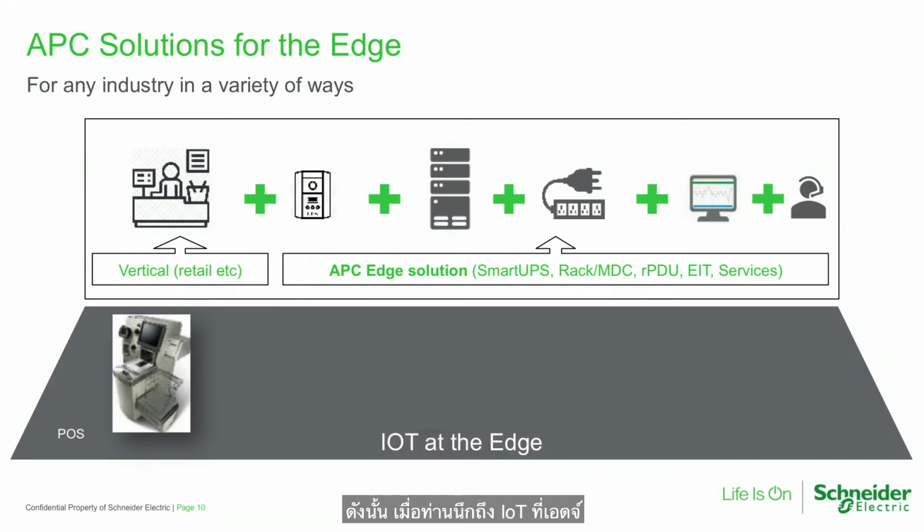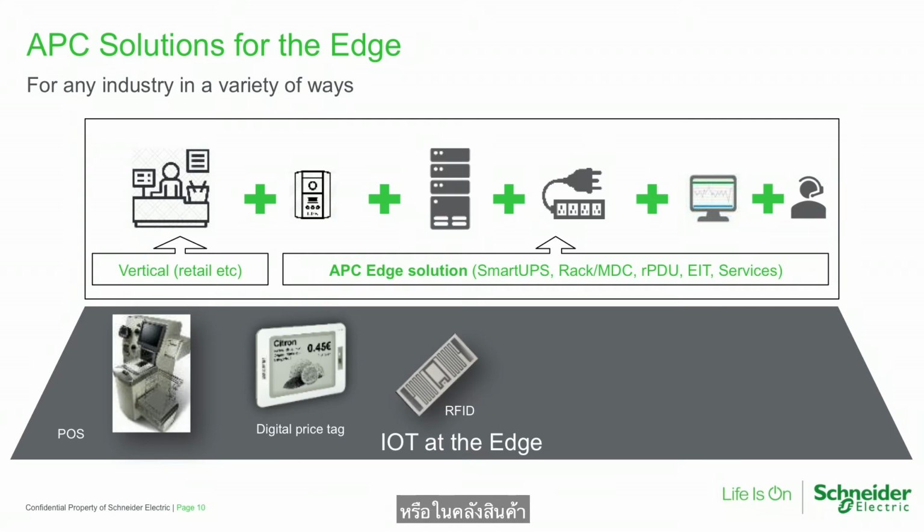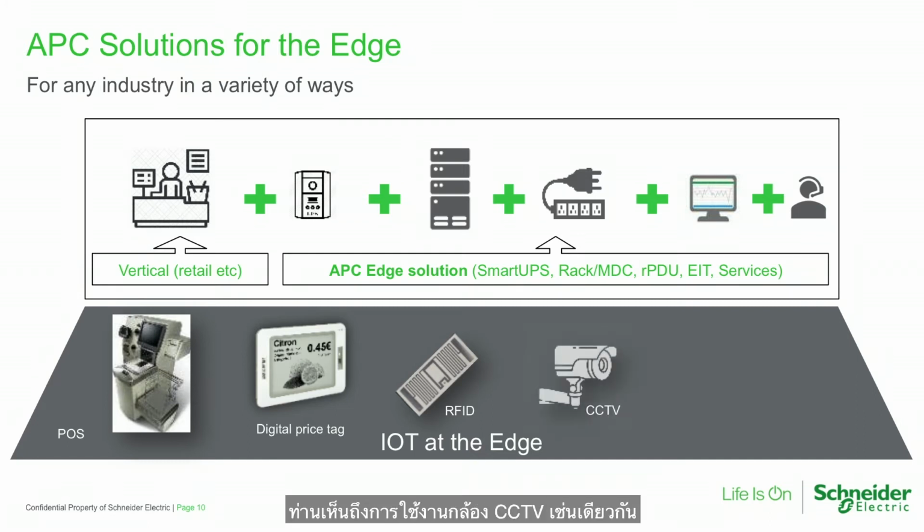So when you think about IoT at the edge, the first one in retail could be the checkout. As you're buying your products, you can then self-serve yourself and leave the store. But obviously retailers think much more than just a self-serving checkout. You will see digital price tags being deployed, something that allows the retailer to manage pricing centrally. RFID tags to monitor where certain goods are in the store or in a warehouse. You will see also the deployment of CCTV cameras for security reasons. Even more so at the self-serving checkout areas to prevent fraud.